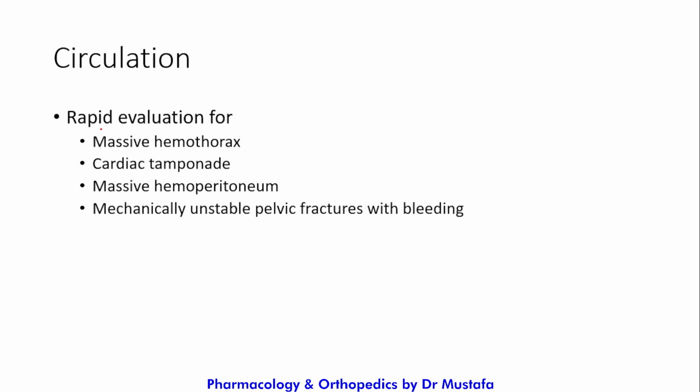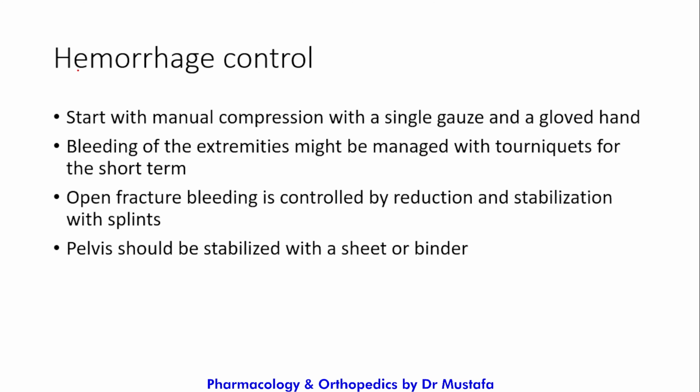So in circulation, there is also rapid evaluation for massive hemothorax, cardiac tamponade, massive hemoperitoneum, and mechanically unstable pelvic fractures with bleeding. So now let's talk about hemorrhage control.